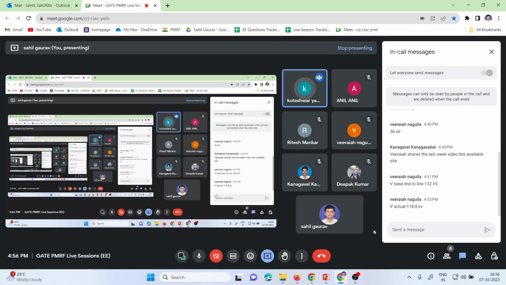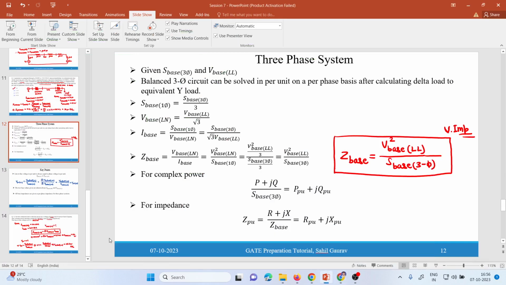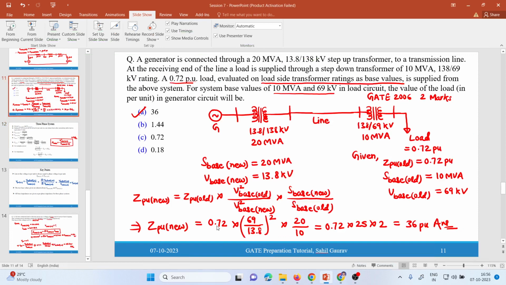Sir, once go to that problem, the 11th slide. Yeah, sir, here transformer voltages are there, 138 kV, secondary and primary. If those are different, sir, what will happen? In a power system network, the same voltages will not be there. One transformer will have some voltages, another transformer will have other voltages.